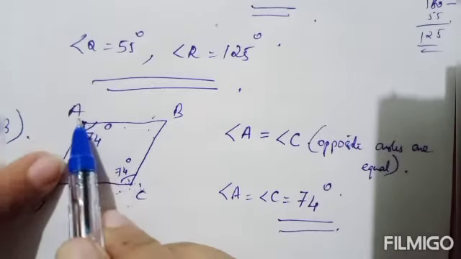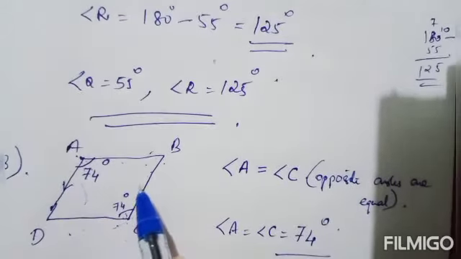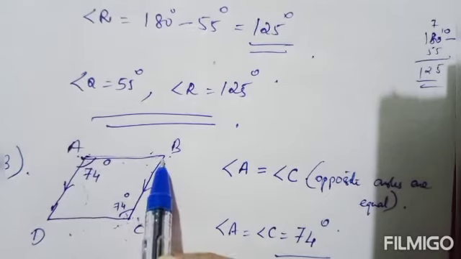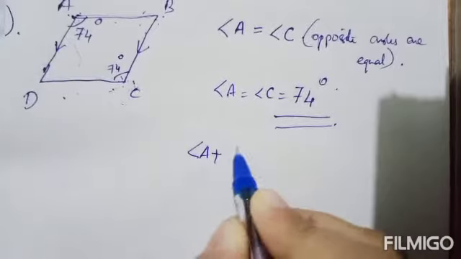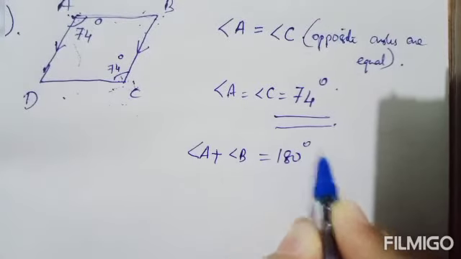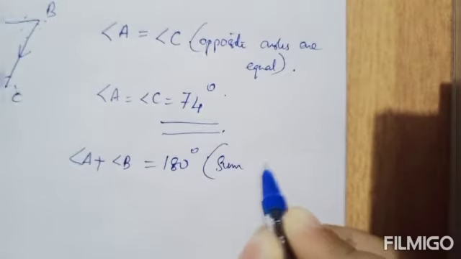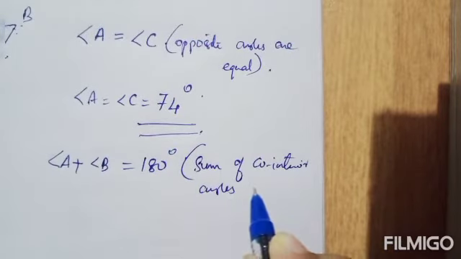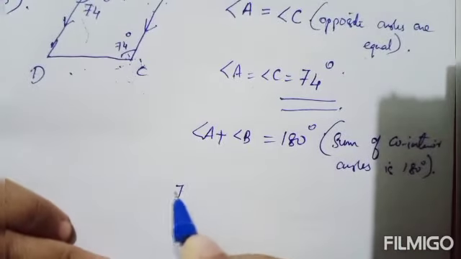You know angle A and angle B are co-interior angles. AD is parallel to BC and AB is the transversal. So angle A and angle B are co-interior angles. Sum of co-interior angles is 180 degrees. Angle A plus angle B will be 180 degrees. Reason you can write: sum of co-interior angles is 180 degrees.